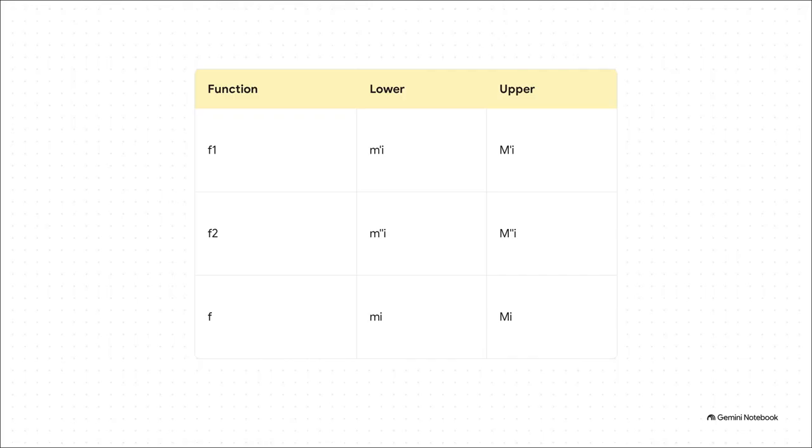Now, what I really love about this slide is how cleanly this table organizes all that heavy algebraic notation from the original text. आप यहाँ easily देख सकते हैं कि f1, f2 और हमारे sum function f के अपने infimum मतलब lower bounds और supremum यानी upper bounds हैं. It's basically a clear, easy-to-read map of who is who.